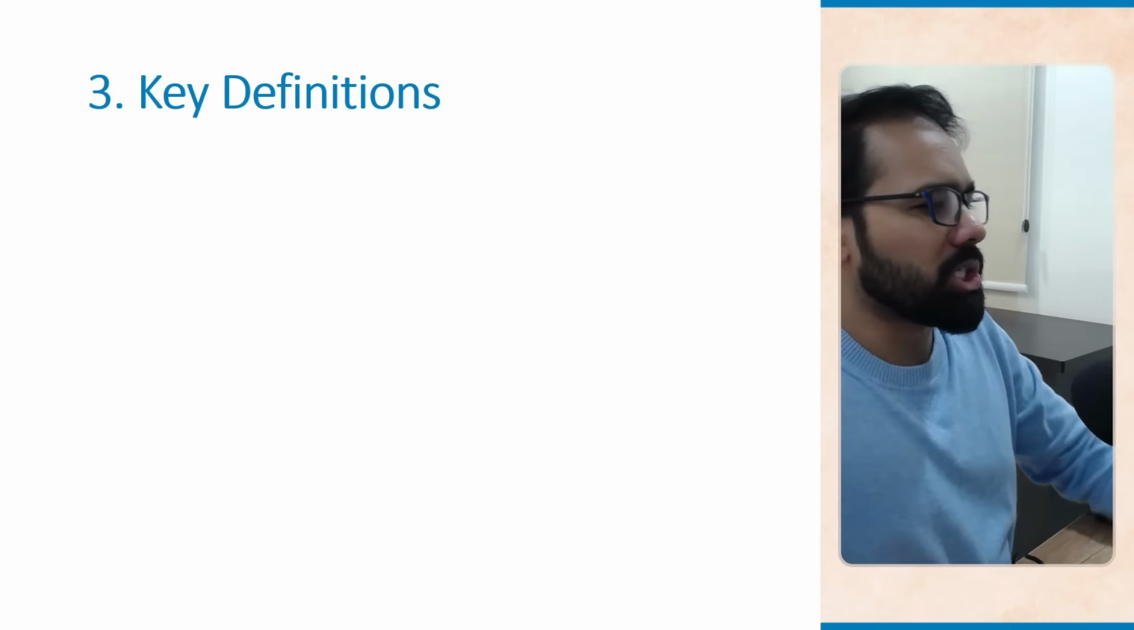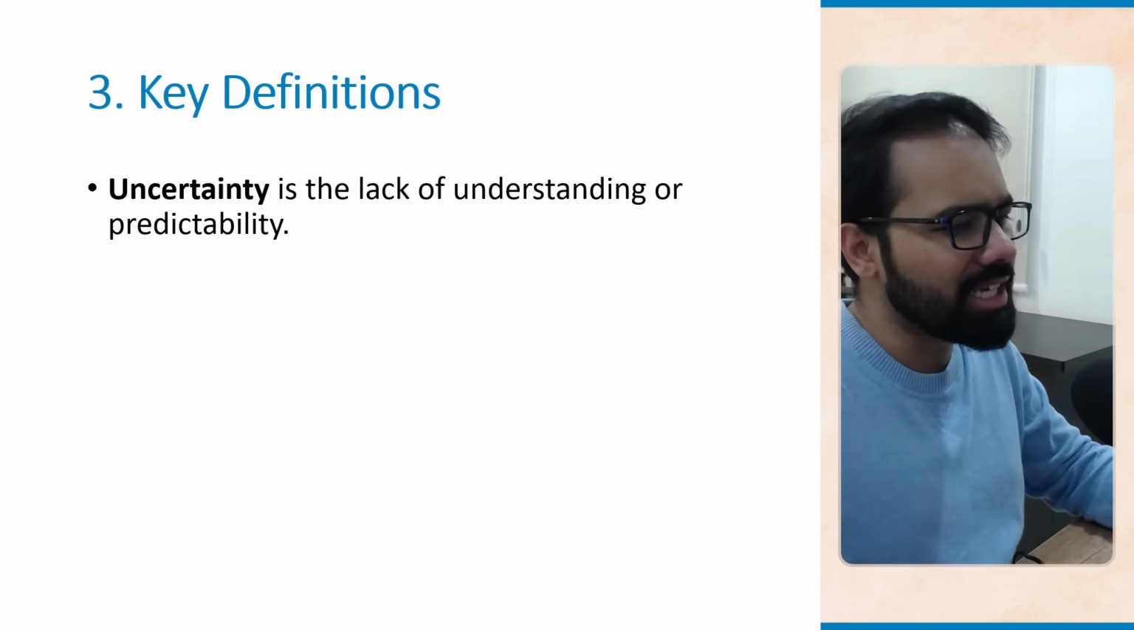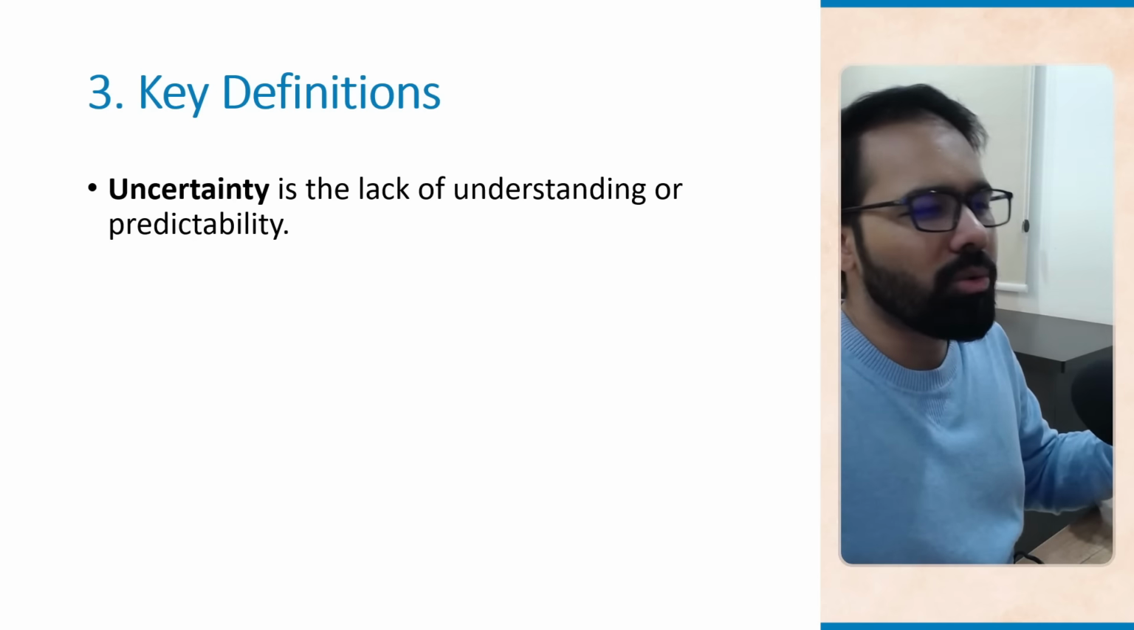Now, let's talk about some key definitions. Now, uncertainty, this is simply not knowing what might happen.